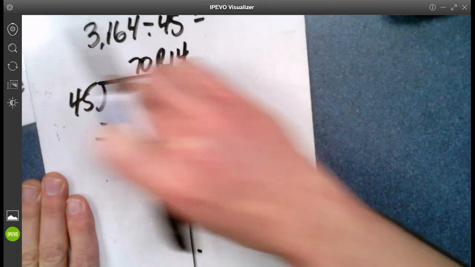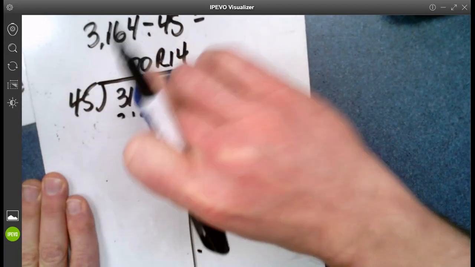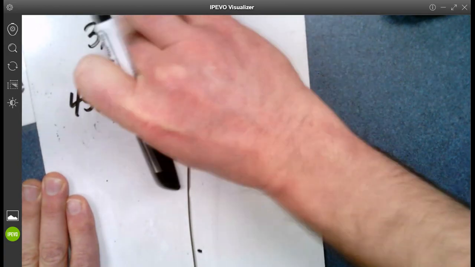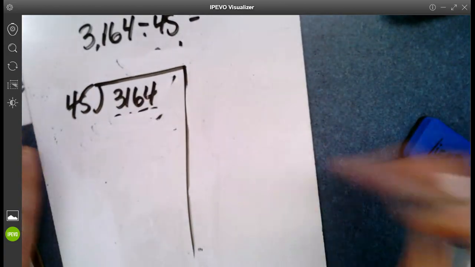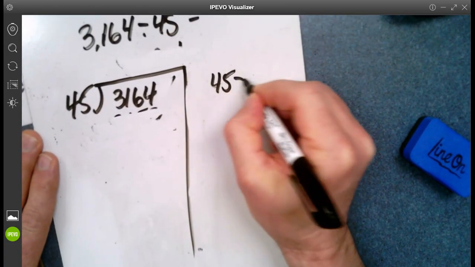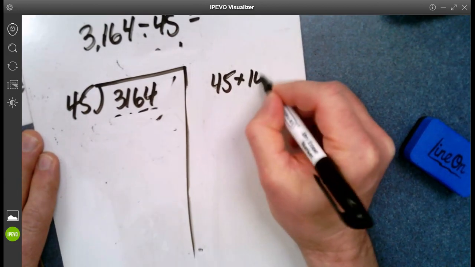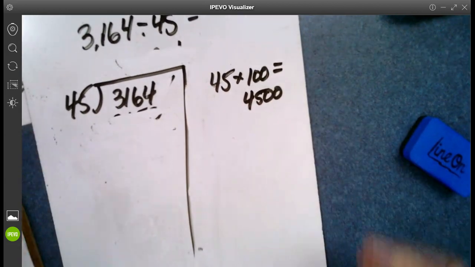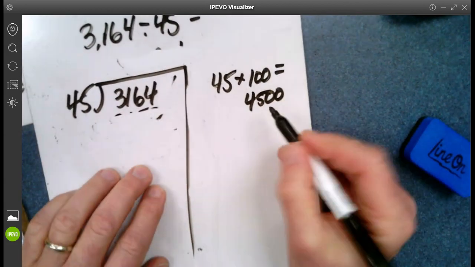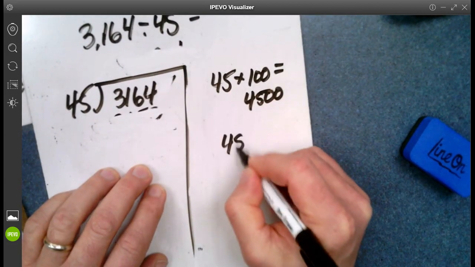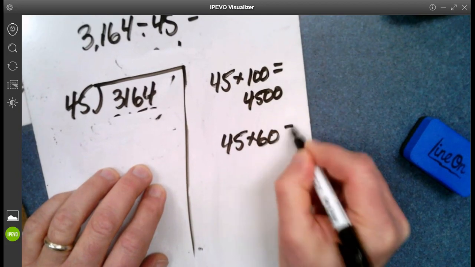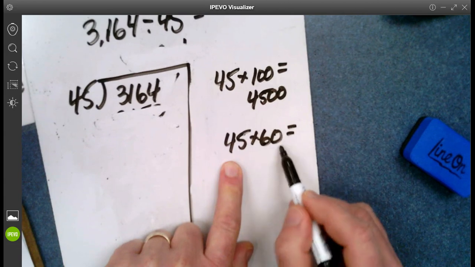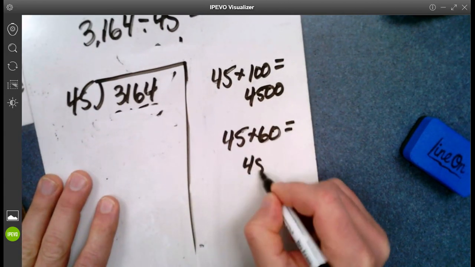So let me go back to this guess and check. I want to show you what would have happened if I didn't get there right away. So let's say that, all right, I know 45 times 100 is 4500. That's too high. So let's say I'm just going to try 45 times 60. That's what I want to try. Now I know I can do 45 times 6 and then just place the 0, right?